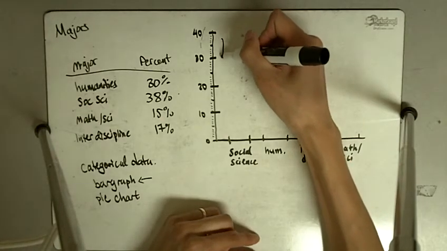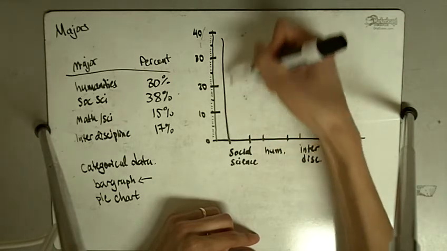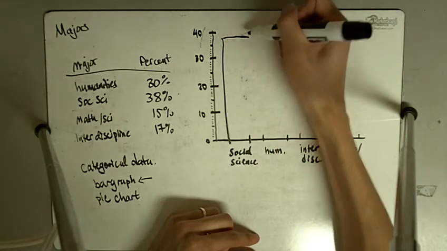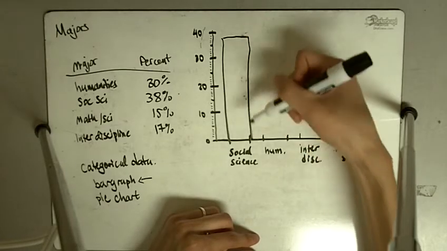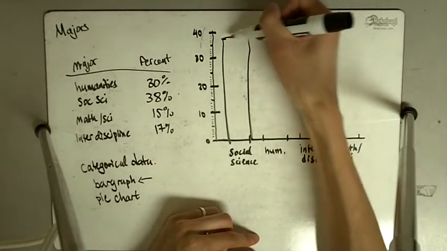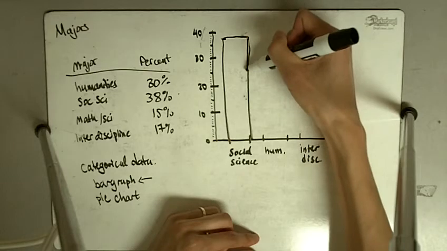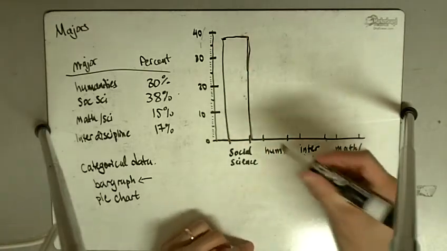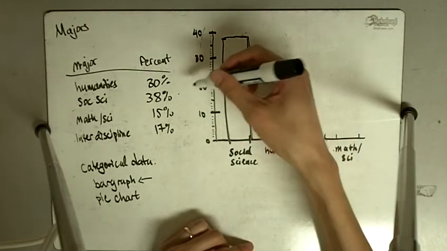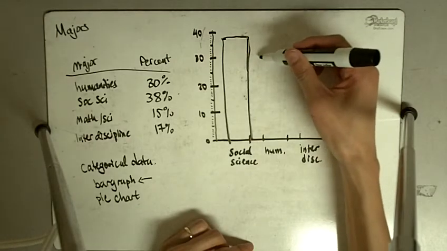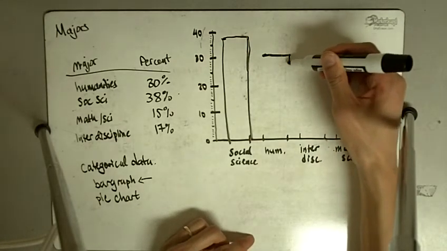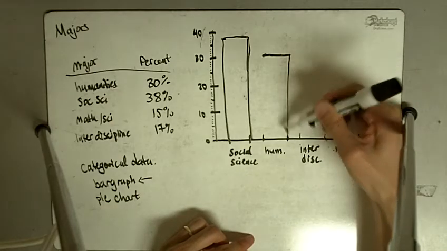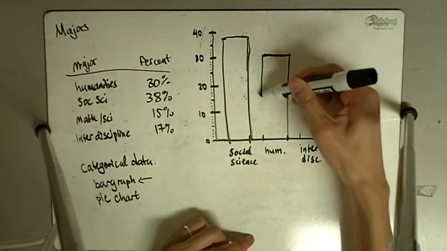Okay, so I'm going to draw a vertical bar for social science. So a good bar graph needs to have an appropriate scale. Okay, if you don't have the scale, you cannot make a good bar graph. So social science is the highest at 38%. The next one is going to be 30%, which is right about there. And that's the humanities.